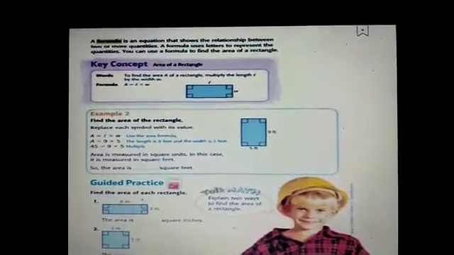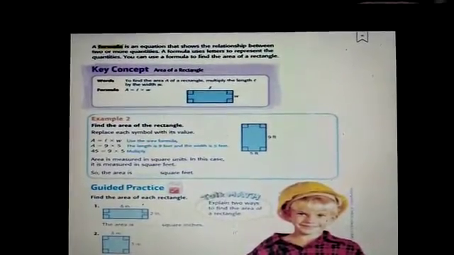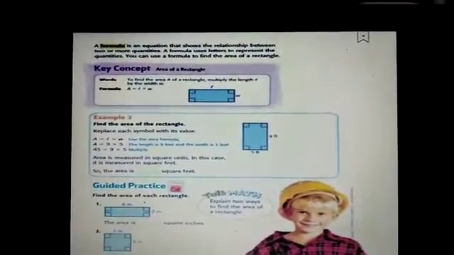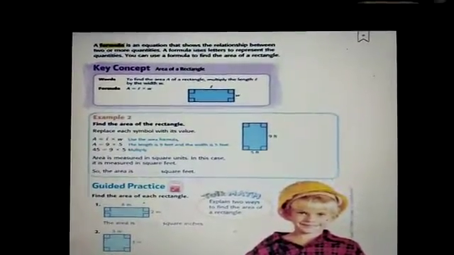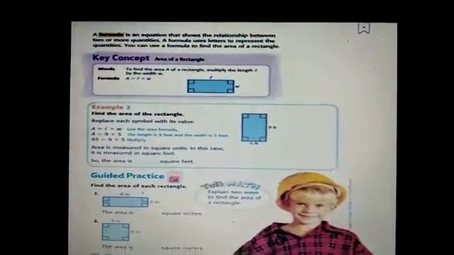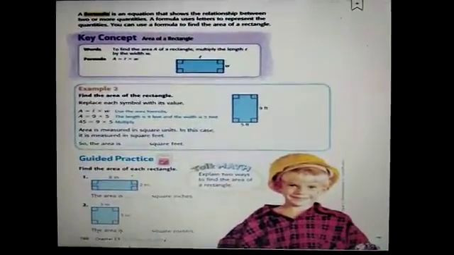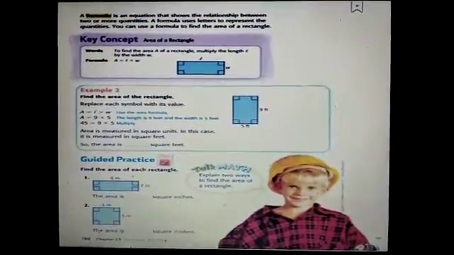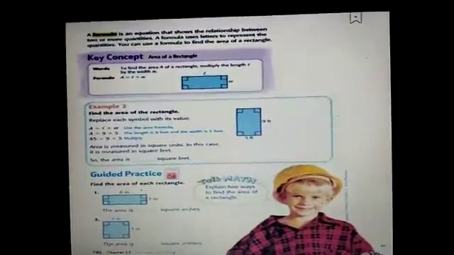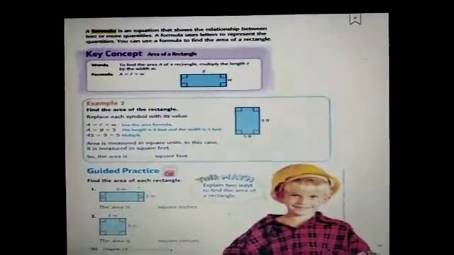Area is measured in square units. In this case, it's measured in square feet. You will not write only feet; write square feet or feet square. The area is 45 square feet. Take care that for the unit of area, we need to use the word square. Meter and meter, 2 times, means square meters. Feet and feet, square feet or feet square.